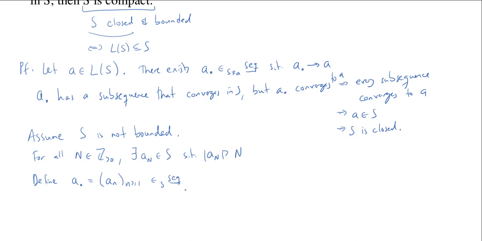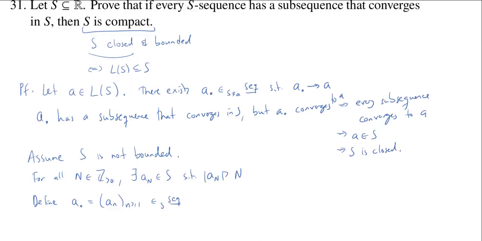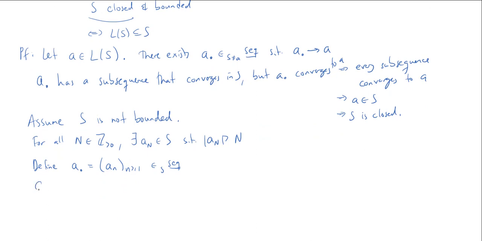Okay, now what was our assumption again? We have a sequence A in S. We know it has a subsequence that converges in S. Well, forget about the M's for a second. We're supposed to get a subsequence that converges.